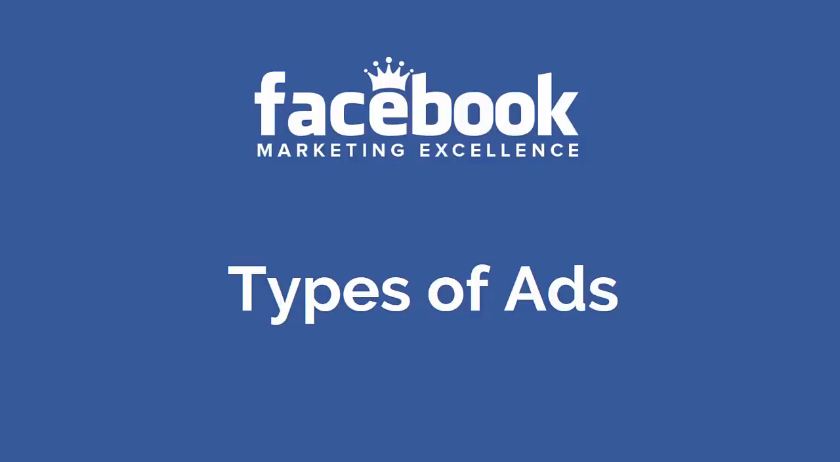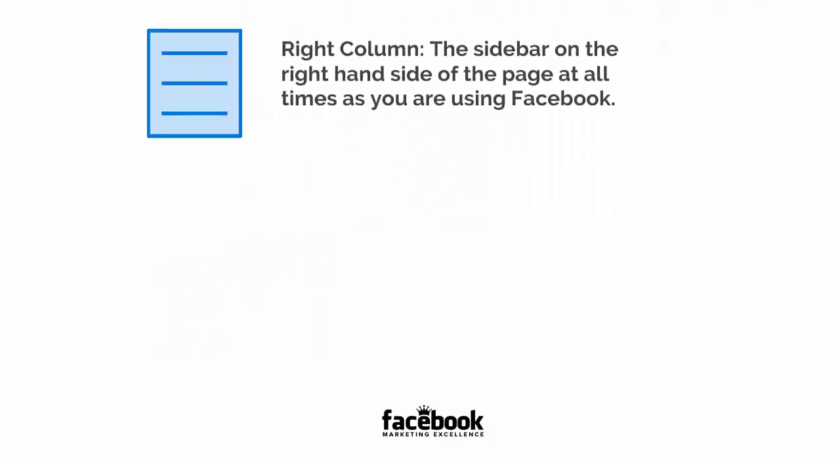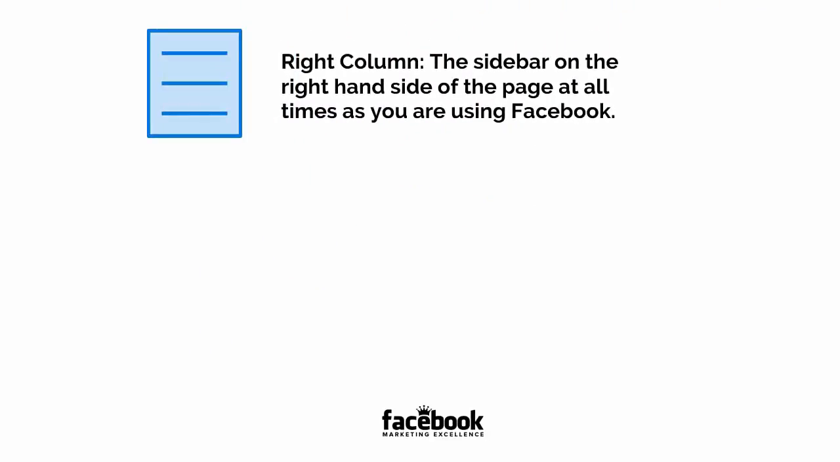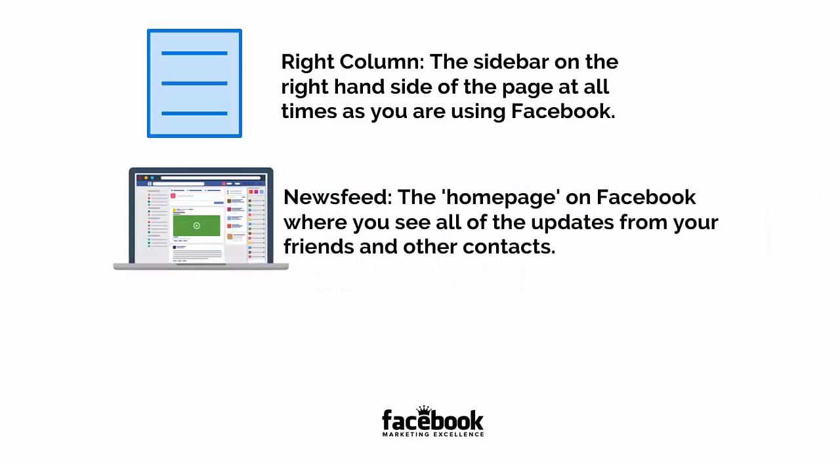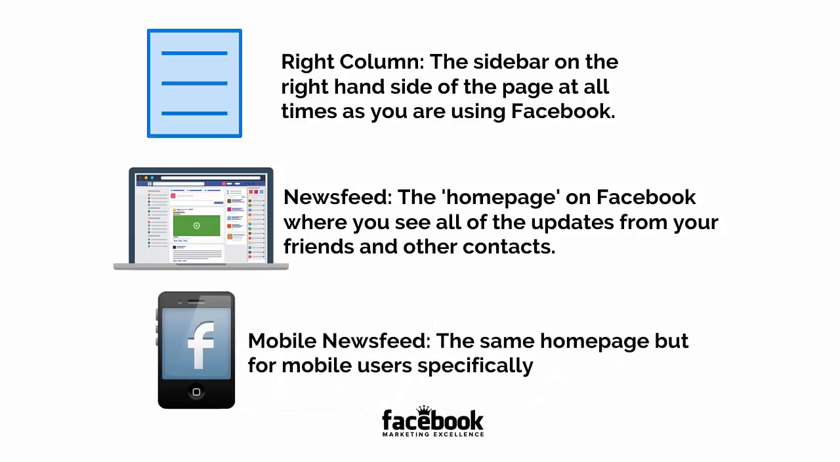Now, just to clarify, the positions you can choose from are right column, and this is the sidebar on the right hand side of the page at all times when you're using Facebook. Then there's newsfeed, and this is the home page on Facebook where you see all of the updates from your friends and other contacts. And then there's mobile newsfeed, and this is the same as the home page, but it's for mobile users specifically. Now let's take a look at the type of ad that you can have.